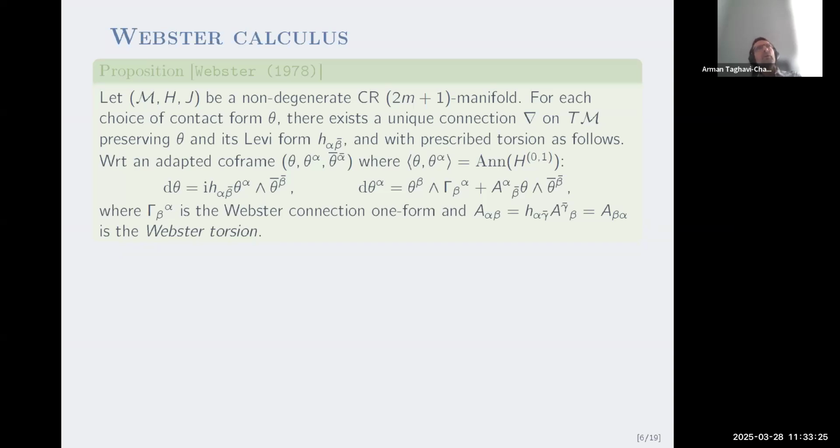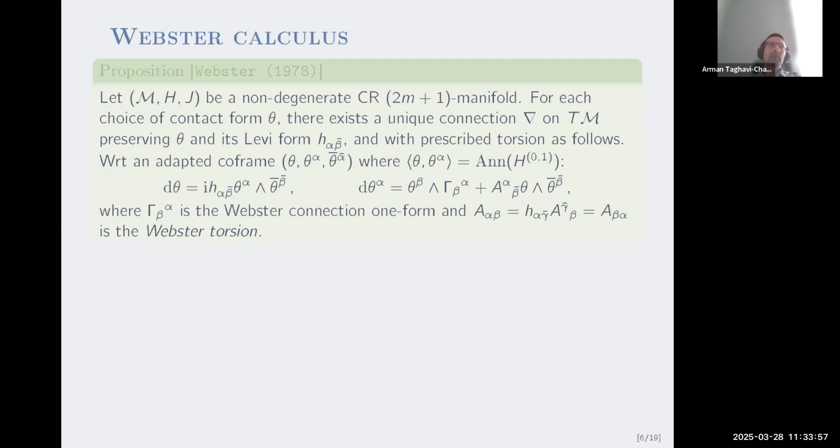It's a contact form because the non-degeneracy of the Levi form tells me that the hyperplane distribution is a contact distribution. So if I choose a contact form, then there exists a unique connection on this manifold that preserves the contact form and its Levi form. The Levi form of the contact form is essentially the exterior derivative.